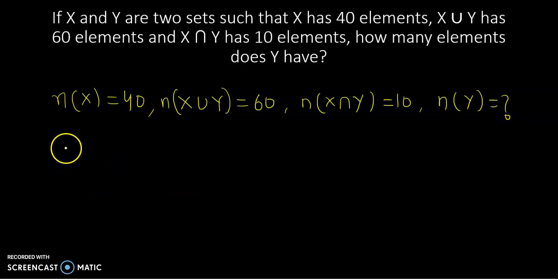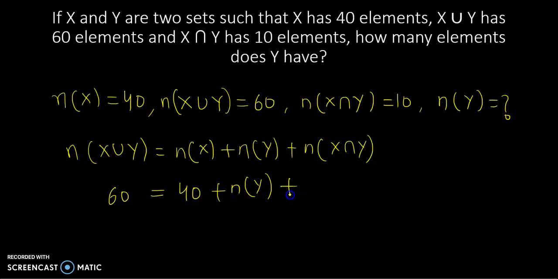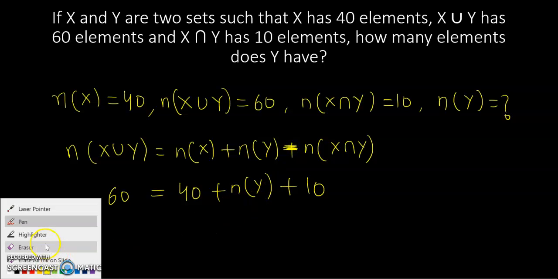I'm going to use the same formula. The number of elements in X union Y is equal to the number of elements in set X plus the number of elements in set Y plus the number of elements in set X intersection Y. I know X union Y is 60. I know the number of elements in X is 40. The number of elements in Y I want to calculate, and the number of elements in X intersection Y is 10. Okay, this is minus. My mistake. I'm sorry. Let me just correct it.